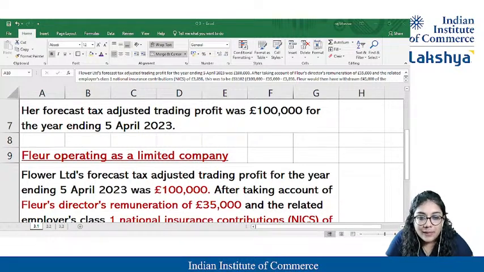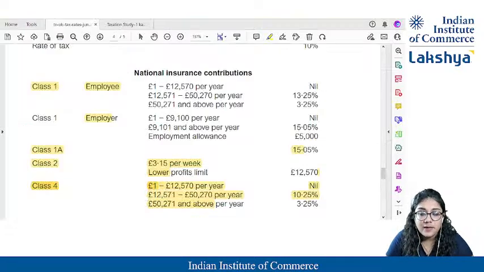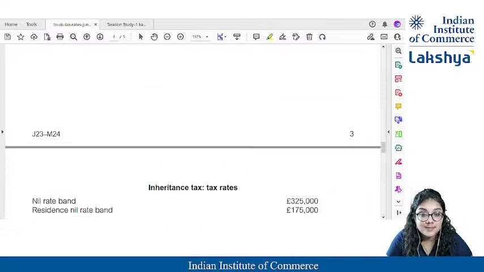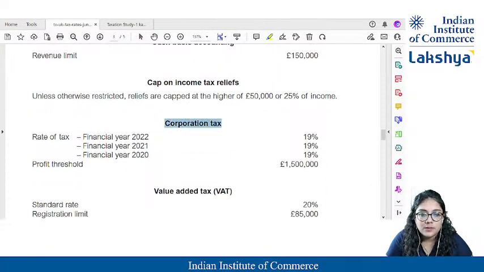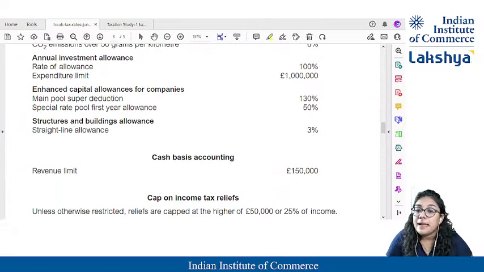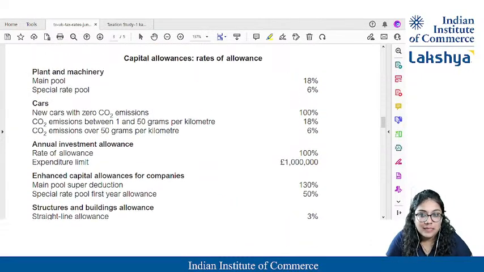Maybe we can just see what things are available. You just see now how many things were useful for us. Today we could use so many things. So students, that is something which we know. For corporate tax, it's going to be 19 only, which is fixed at 19. As I told you, it has not changed.